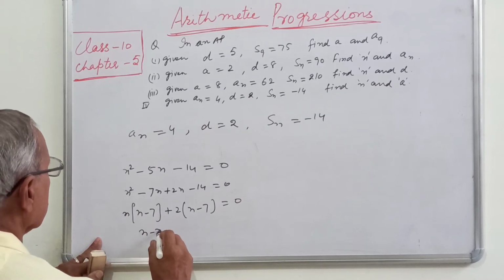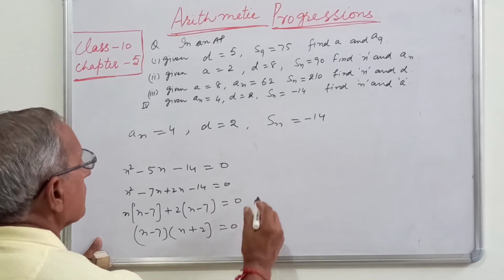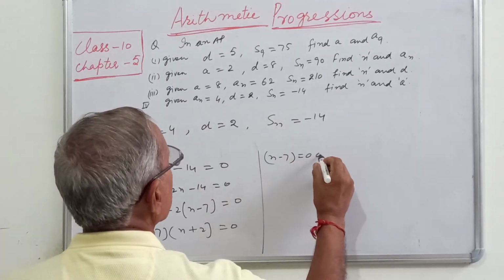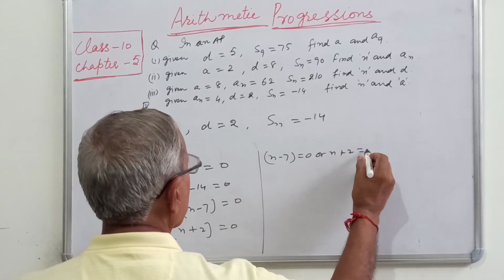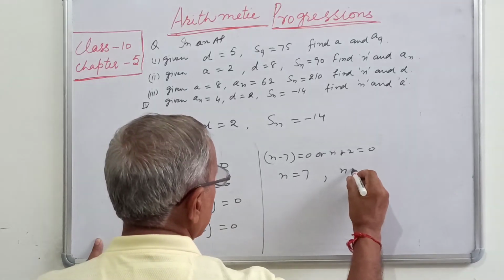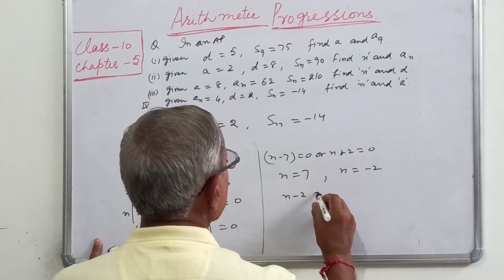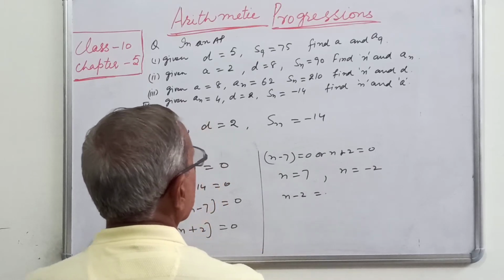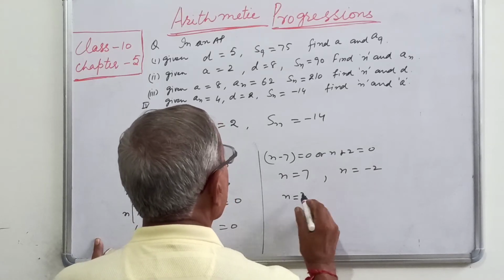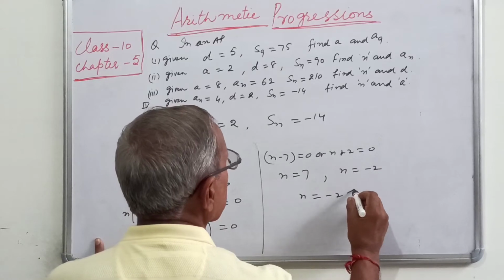So n minus 7 into n plus 2 is equal to 0. So n minus 7 is equal to 0 or n plus 2 is equal to 0. So value of n is 7 and here is minus 2. So negative value n equal to minus 2 is rejected because n cannot be negative.